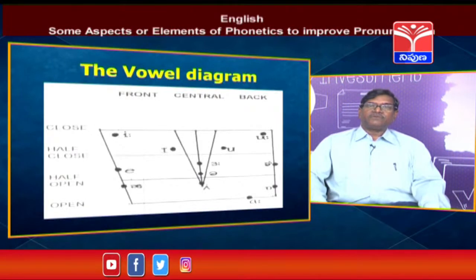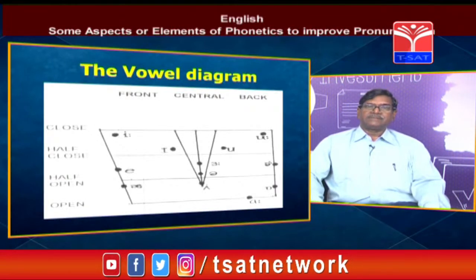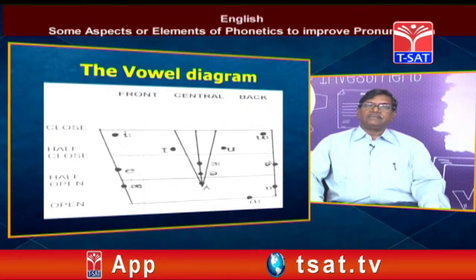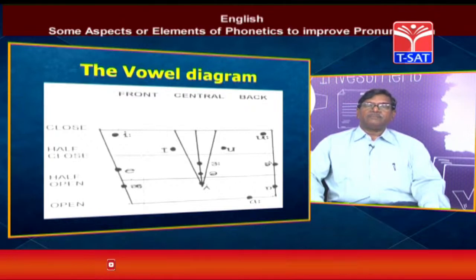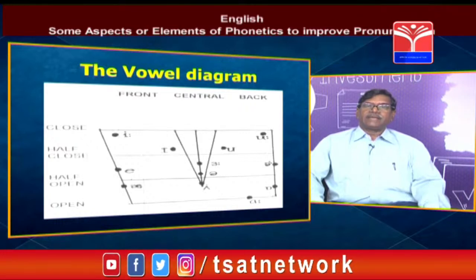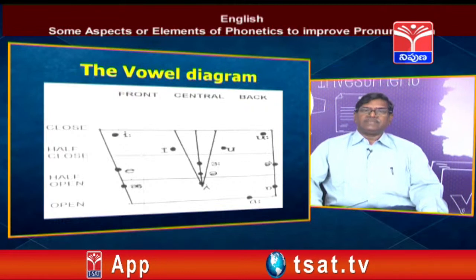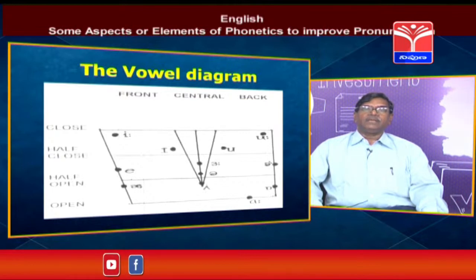See, look, the vowel diagram is like this. The tongue position, these are all tongue positions. There are three positions: front, middle and back. E is a front close vowel. That means the cavity almost closes when we utter the sound E.